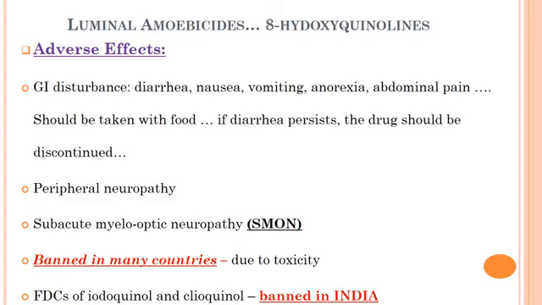Adverse effects of 8-hydroxyquinolines mainly produce GI disturbances in the form of diarrhea, nausea, vomiting, anorexia, abdominal pain, so should be taken with food, and if diarrhea persists, the drug should be discontinued. It also produces peripheral neuropathy and subacute myelo-optic neuropathy, and as a result it is banned in many countries due to toxicity, and FDCs of iodoquinol and clioquinol are banned in India.